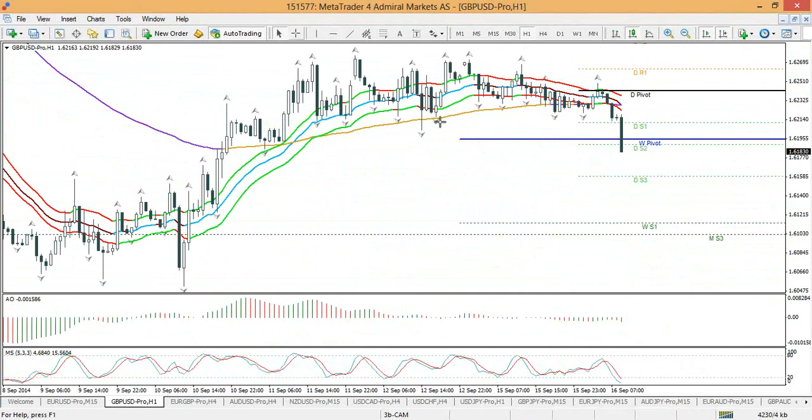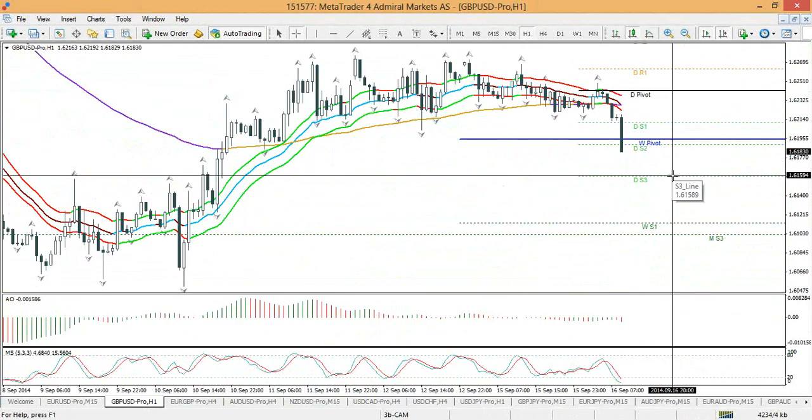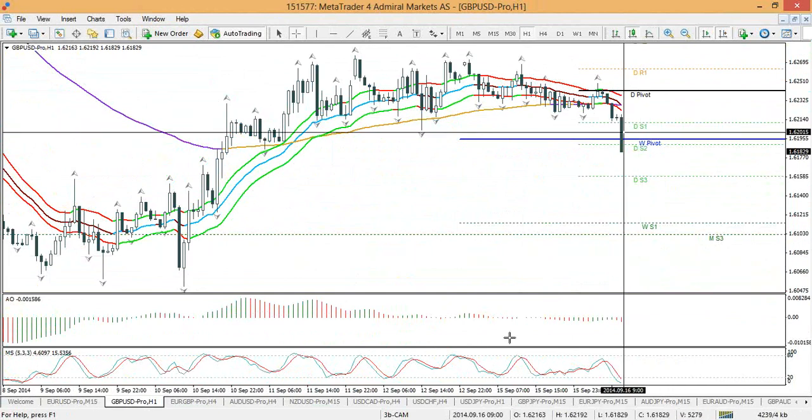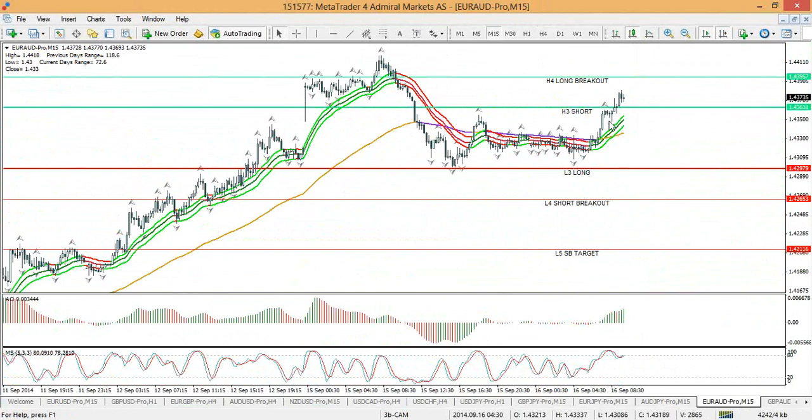But if it does pass L5, then maybe S3, the daily S3 pivot point at 160, could be the next target. In 6 minutes, we'll see how this hourly candle looks and see how much momentum there is in it. The euro yen is also actually past the H3. So this one is actually in a breakout trade too.